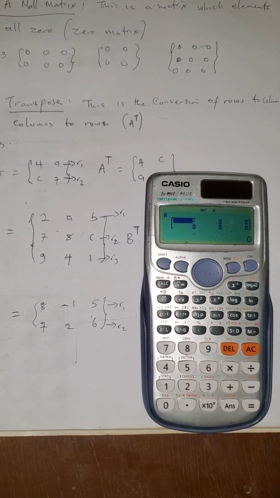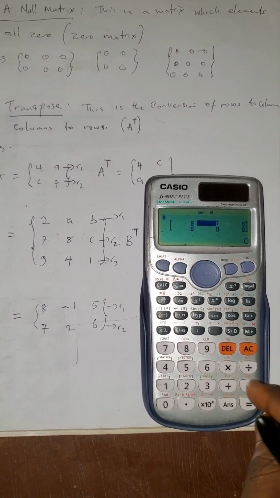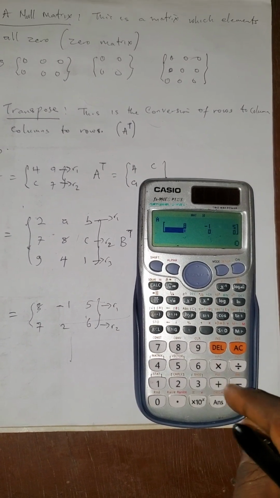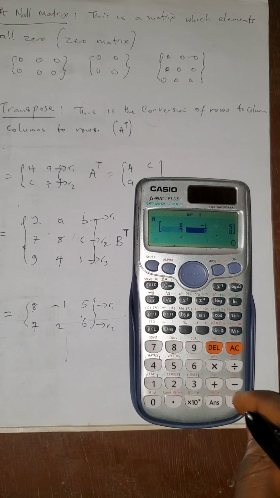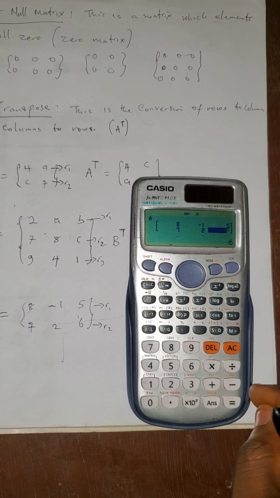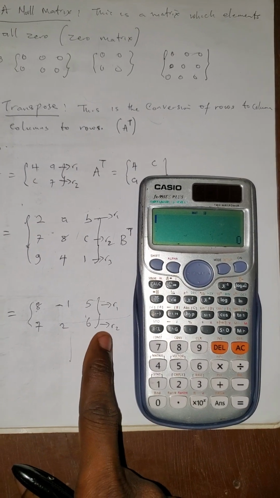So now we're inserting the elements. The first one is 8, then press equals. Next one is minus 1, you press equals. Next one is 5, you press equals. Next one is 7, you press equals. Next one is 2, you press equals. Next one is 6, you press equals. Then press AC. We are asked to find the transpose of this.